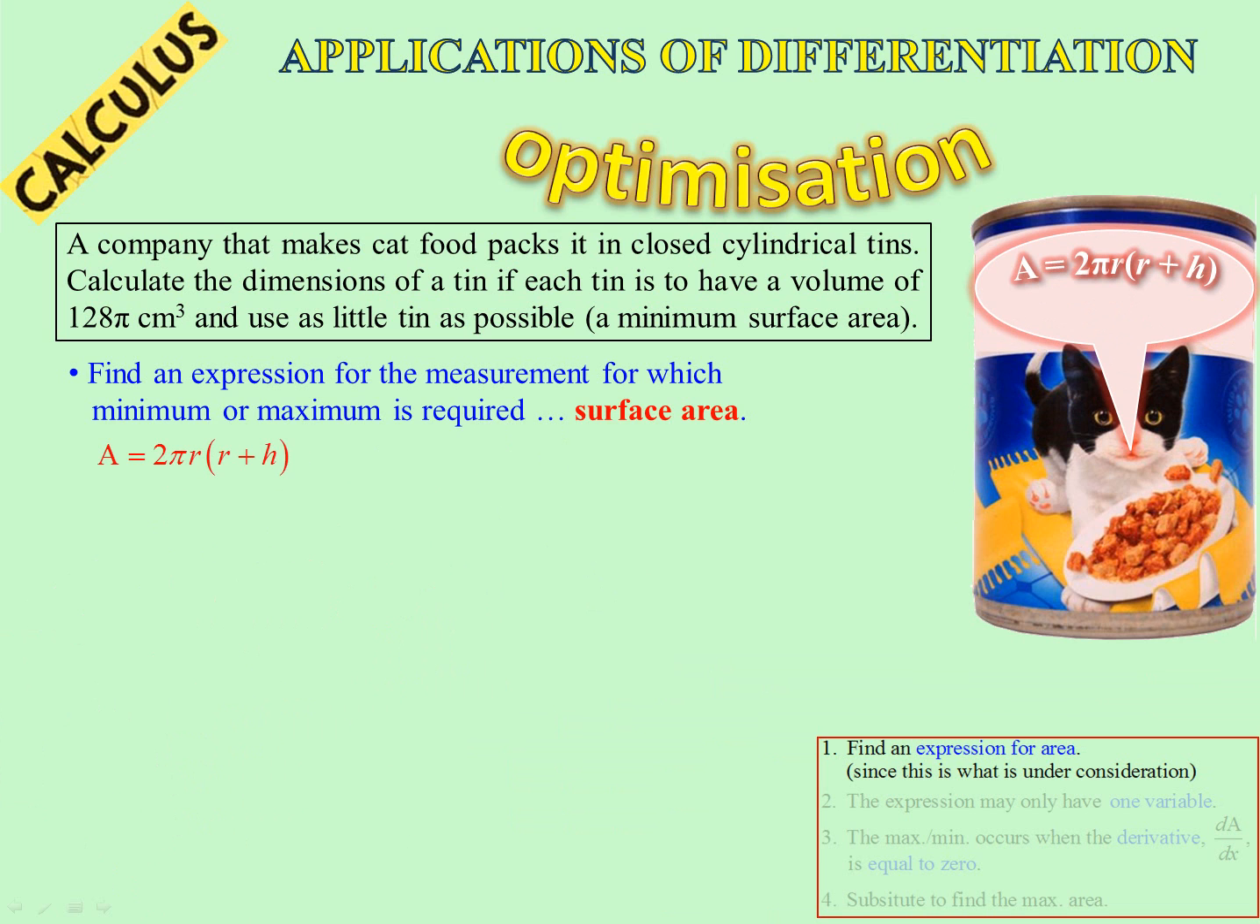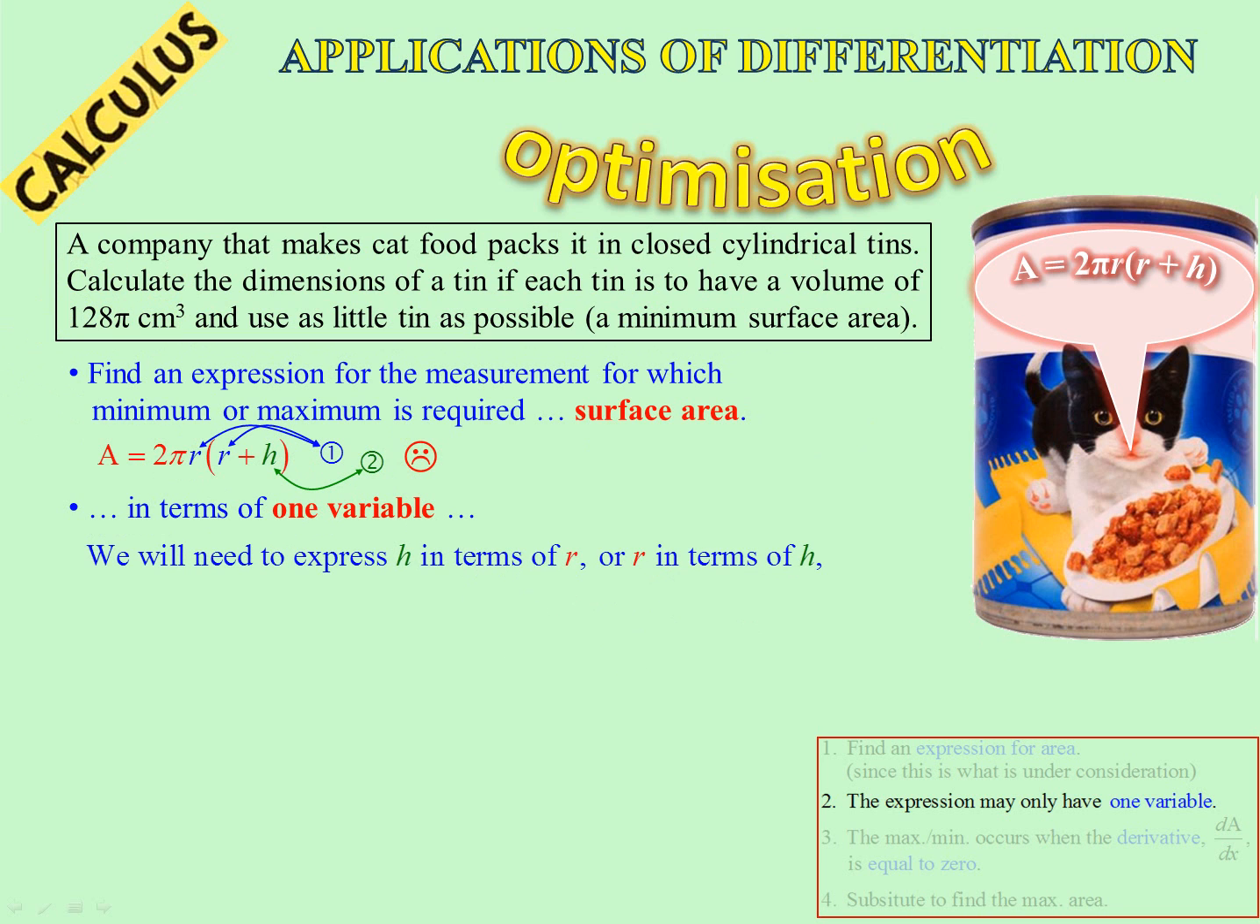But that has a problem at the moment. We need it in terms of one variable. And have a look at this. There are two variables. You can't use that at the moment. So we either have to get rid of the h by substitution or the r. So we say, well, what other relationship do we have between h and r in order to be able to do that? Here you are, this volume. 128π centimeters cubed. We need to express h in terms of r or r in terms of h. And that's where this volume comes in.